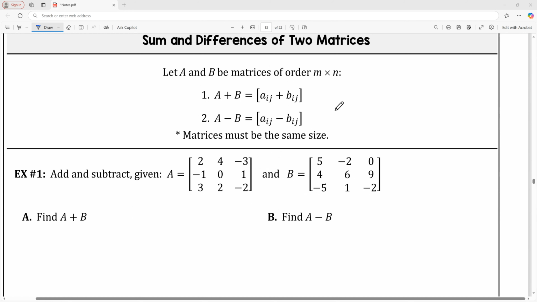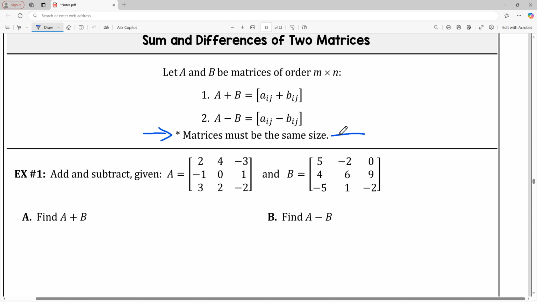So, here's a question. How do I add or subtract matrices? So, here's how this works. Let A and B be matrices of the order m by n. So I'm saying I have two matrices that are both the same size. They're both m by n. There's some writing there, but I'm going to talk you through it. It's as simple as you want it to be. The important part is this part right here.